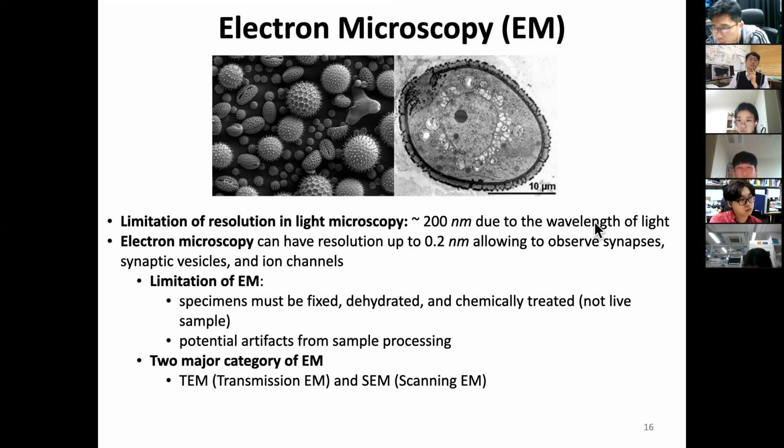But think about the object of this course. We are interested in neurons. We are interested in neuronal synapses. We are interested in synaptic vesicles. That's 30 nanometer. We are interested in proteins, which are below a nanometer. We can't see that with the light microscope. So sometimes we have to use another tool.